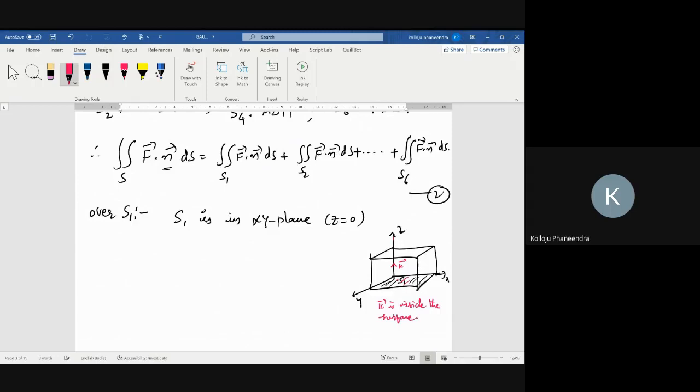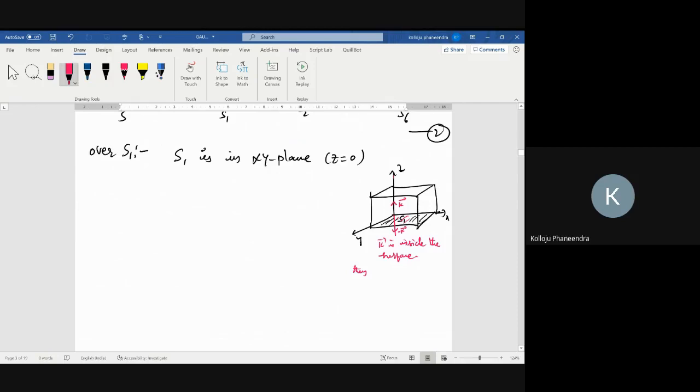K bar is inside the surface, not outside the surface. But when I consider this one, it is opposite to K bar, therefore minus K bar. Then for the bottom, if I draw the normal vector to the bottom downwards, then minus K bar is the normal drawn outside to S1. This is the logic in this problem. I think you got it. Therefore, n bar is minus K bar.